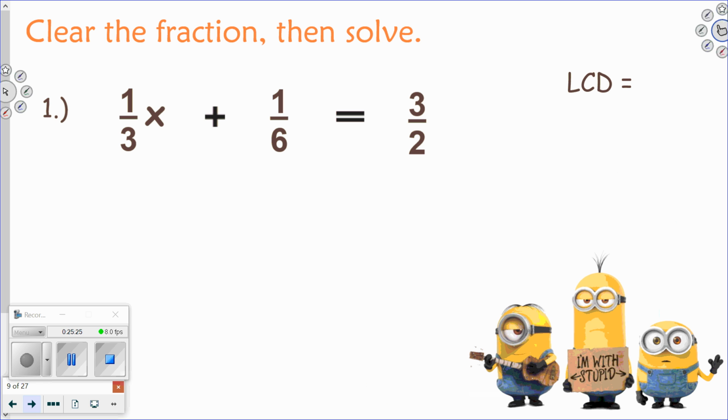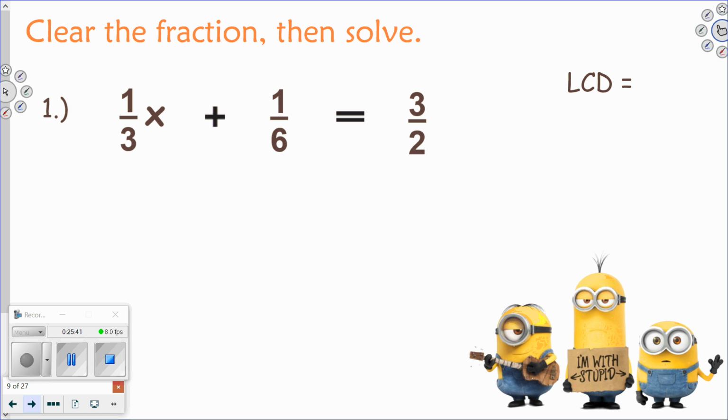All right. So notice on this problem, I wrote it very spaced out. I did that for a reason, so it's easier to kind of figure this out. So I have a 3, a 6, and a 2. What is the common denominator? 6.